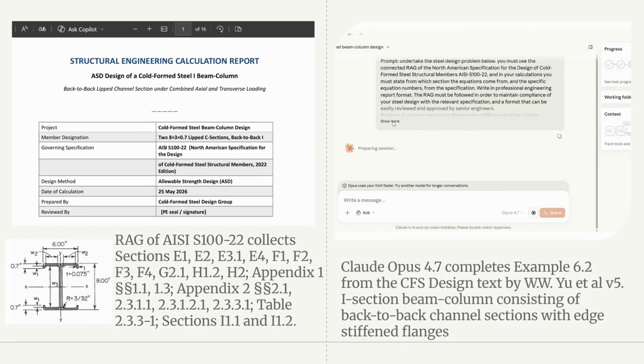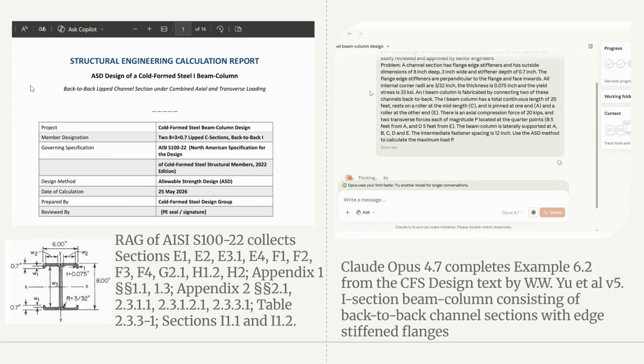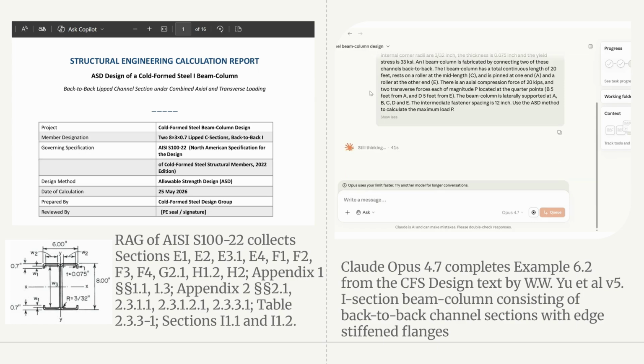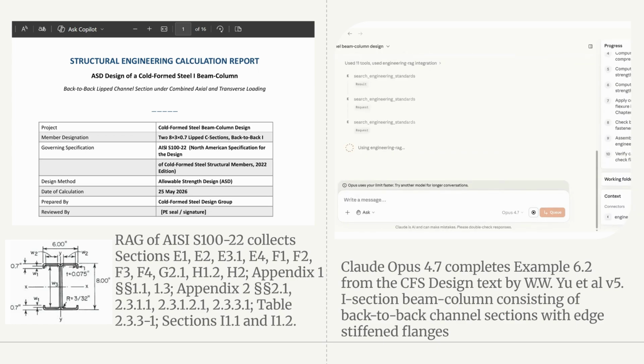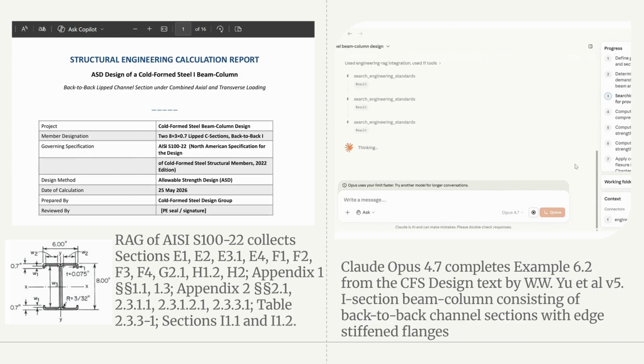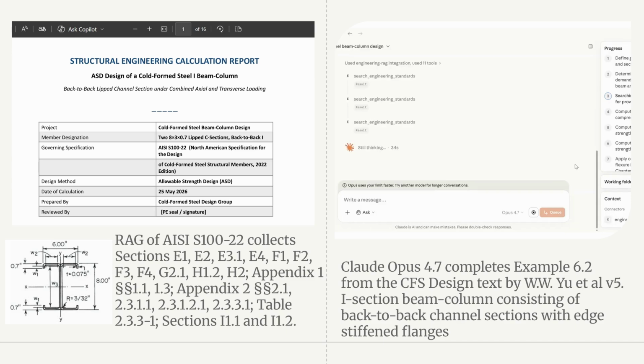In this video, Claude AI is tasked with a common, and particularly computationally demanding, design case of an I-section beam column consisting of back-to-back channel sections with edge-stiffened flanges. Such I-section beam columns are common in cold-formed steel portal frames and load-bearing external walls.